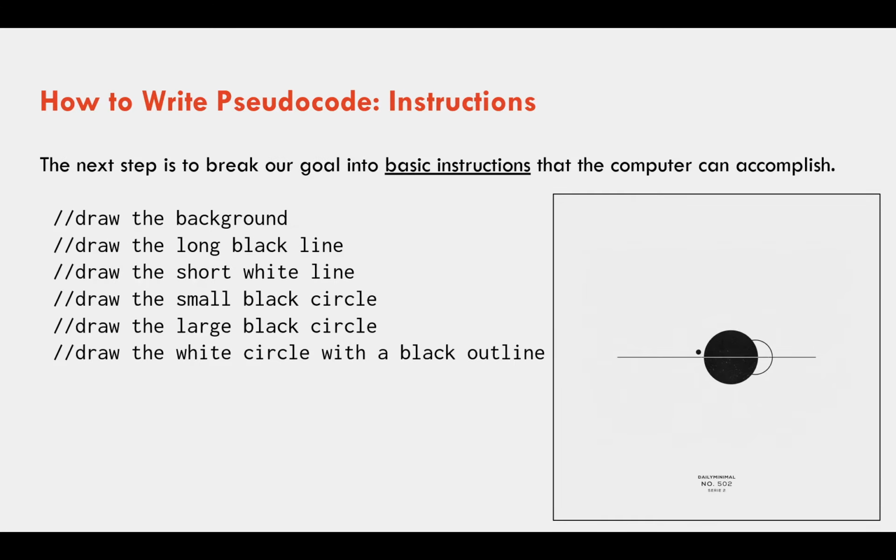So after we've got our goal, we need to break it up into basic instructions. I've put a list here: drawing the background, drawing this long black line that you see, drawing the short white line that covers the big black circle, drawing the small black circle that you see, drawing the large black circle, and also drawing the white circle with the black outline. It is not quite white, but the same color as the background, but for this example we'll just pretend it's all white.